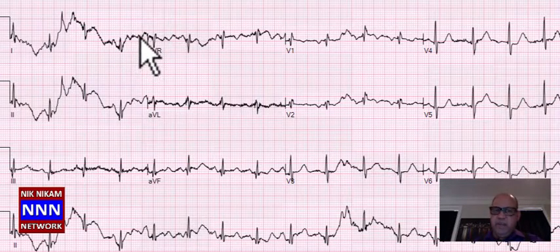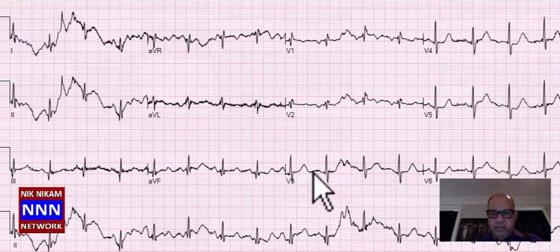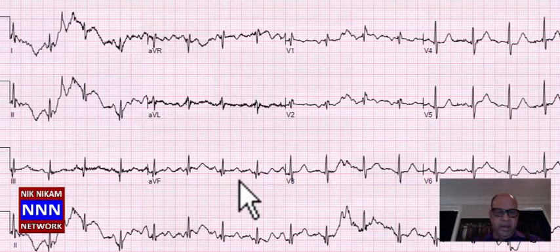Okay, here again we have a baseline artifact. Before we had baseline 60 cycle artifact. Here the baseline itself is wavy, but nonetheless this is a sinus rhythm. You can see some P waves here, along with some non-specific STT changes. And there's also a non-diagnostic Q in 2, 3, and AVF.